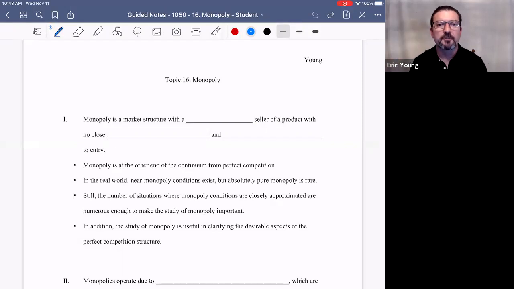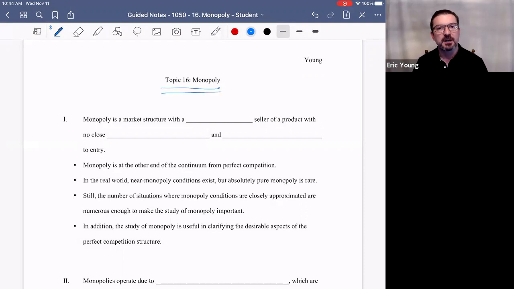All right then, econ friends, welcome back for another section of videos. In this set of videos, we're turning our attention to another market structure, this one on the opposite side of the continuum from PC. This is the market structure called monopoly.